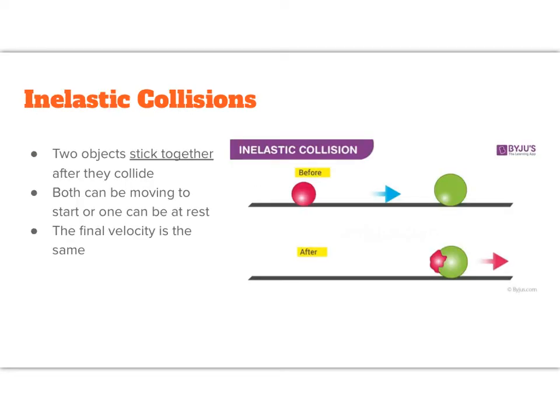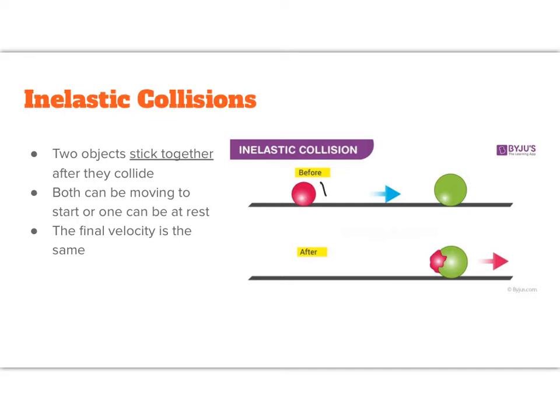Let's talk about our first type of collisions, which are inelastic collisions. We see these the most when someone is catching something or in a tackle, similar to something you'd see in a football game. So this is when two objects stick together after they collide. So let's look at this example.